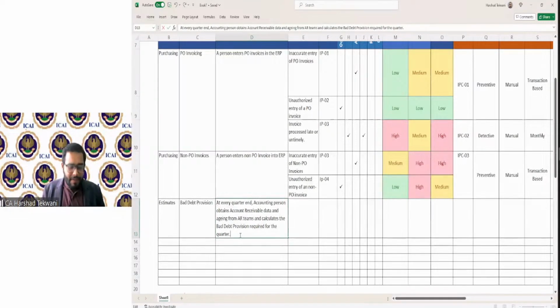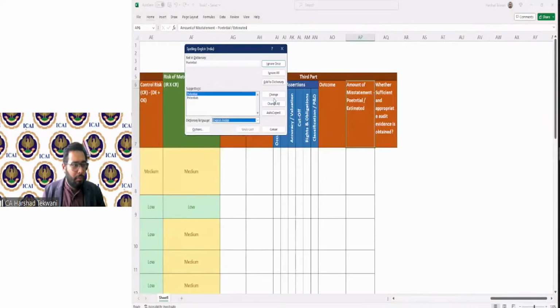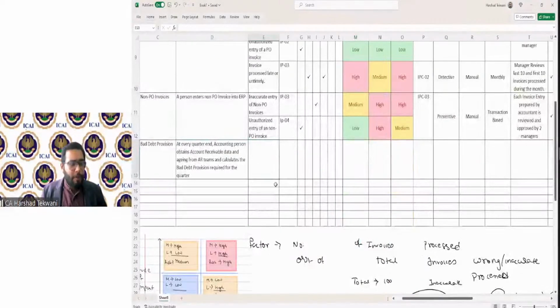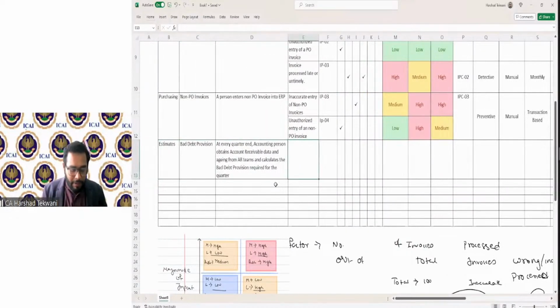Now, if this is a process, then I can say there could be multiple types of what could go wrong, or risks, here. Number one, incorrect calculation of bad debt provision.